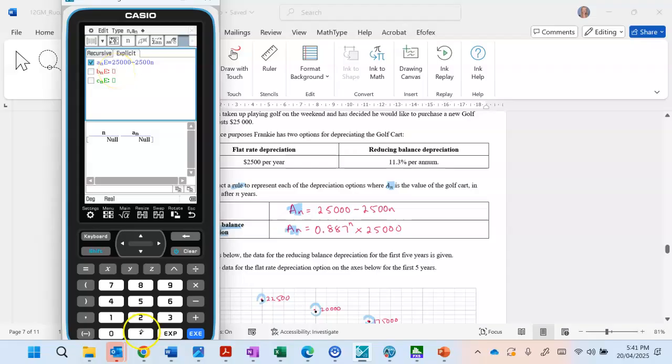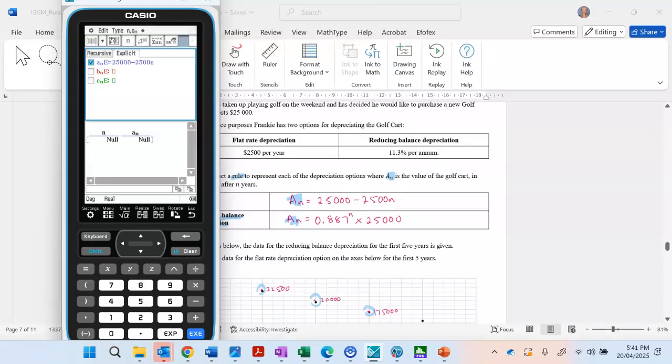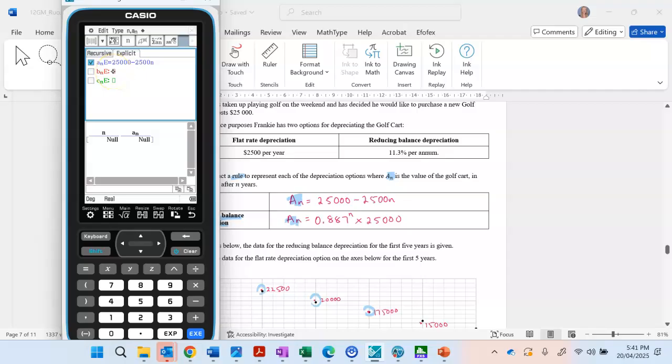And then the next one, 0.887 to the power of n times 25000. Let me just flip my computer over, because sometimes it doesn't like me. Both these rules, you should have the notes in your bound book. Just remember, with depreciation, it is 1 minus 11.3 over 100, so if you're wondering where the 0.887 came from.